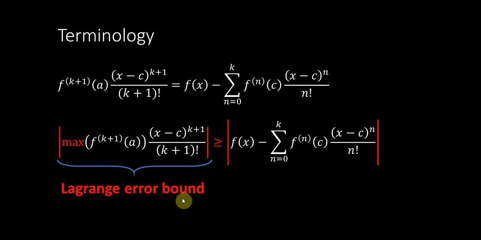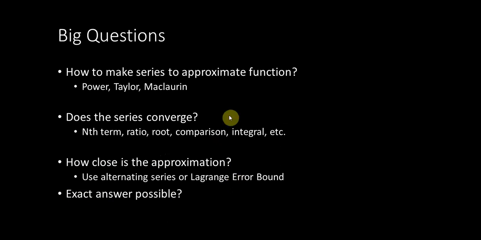For more on that, you can see some of the notes and description in the video to look at some of the mathematical history. But I want you to take away the name of this type of error bound. It's called the Lagrange error bound. The theorem is Taylor's theorem. Okay. So now, with that in mind, let's return to our big three questions.